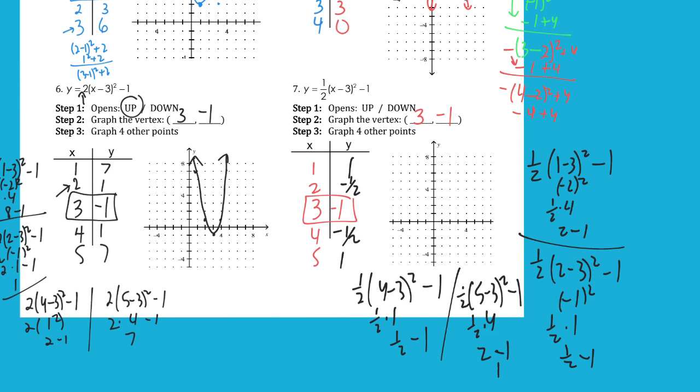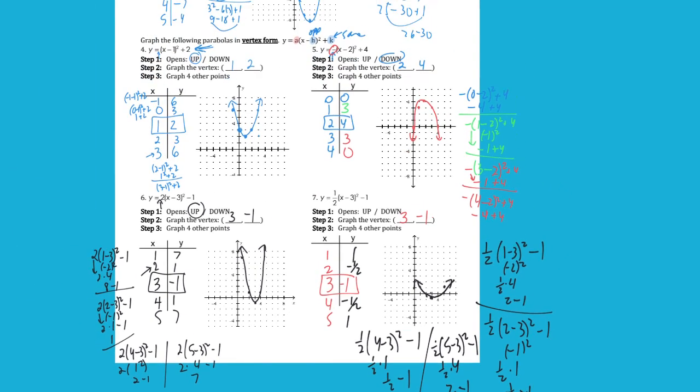If we graph this, 3 is negative 1. Each of these is going to be negative a half. And then 5 is 1. This is 1. There you go. So that is going to be what this graph will look like. So this is how you graph these parabolas and circles.